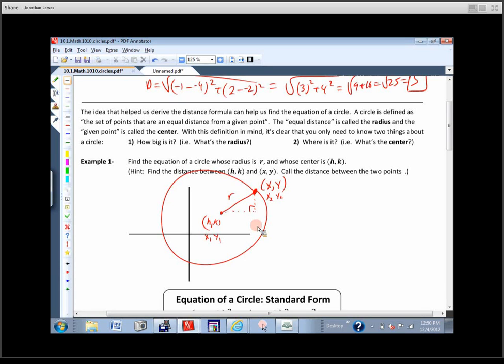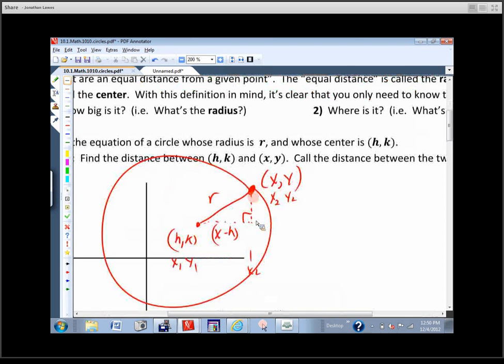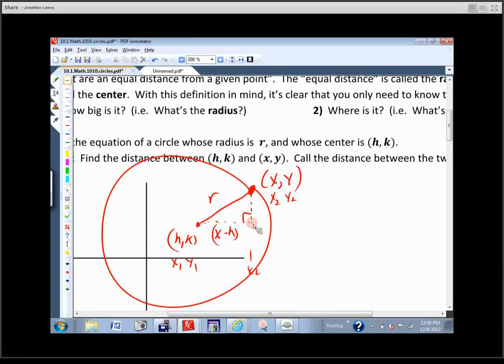If we use the triangle, this x coordinate is x2 and this one is h. So this would be x minus h. That's how far it would be from there to there. What about this vertical distance right here? How about from here to here? It's going to be y minus k.